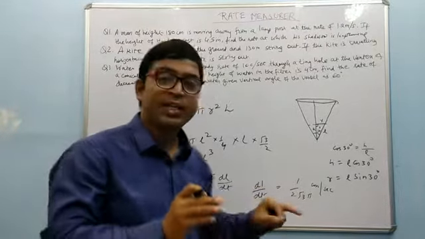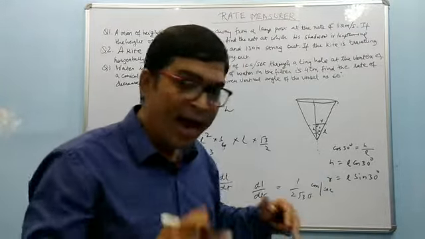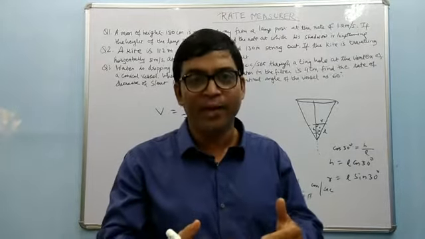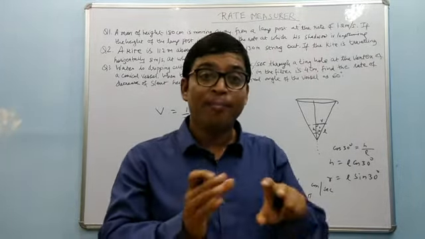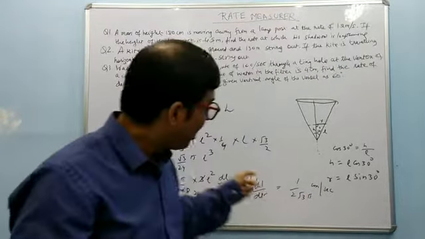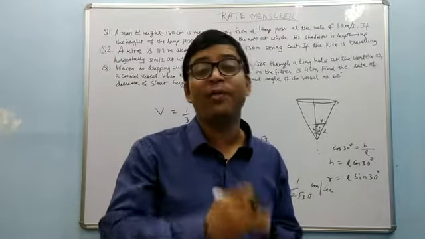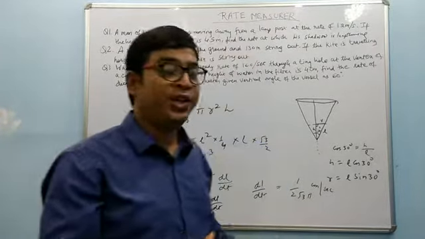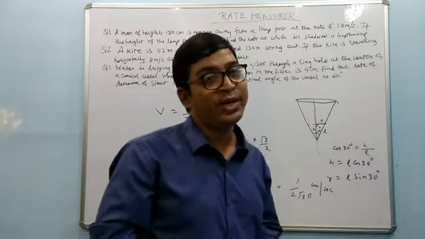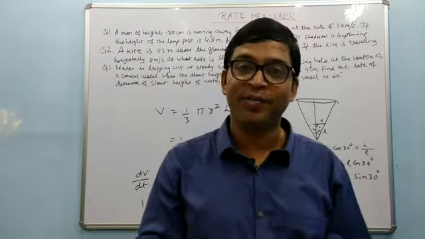In a nutshell, we can say we just write the equation in terms of the variables, and if the variables are not there, we introduce the variable by appropriate modification with the help of geometry. And after insertion of the required variable, we differentiate with respect to t, put the values of the known things, we will get the value of the unknown thing. Hope you are understanding rate of change very well.